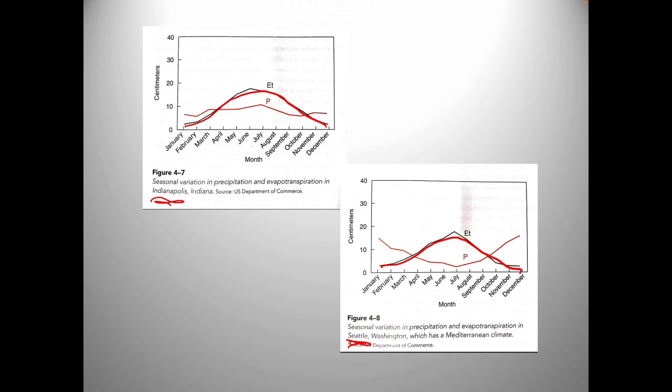But the thing to note is look at the precipitation. In Indianapolis, it's almost the same. Yeah, it goes up and down a little bit. It's almost exactly the same. But in Seattle, Washington, precipitation goes down in the summer. Evapotranspiration goes up in the summer, and precipitation goes down. So what does that mean for folks who are growing plants in Seattle? They're going to need to find a way to irrigate their plants in the summertime.